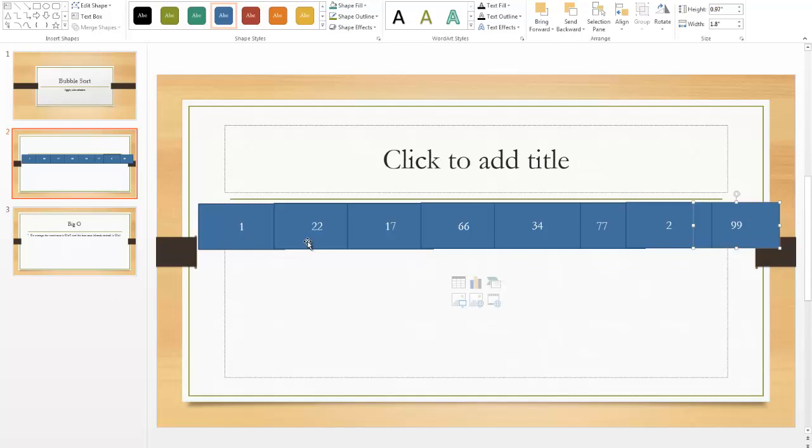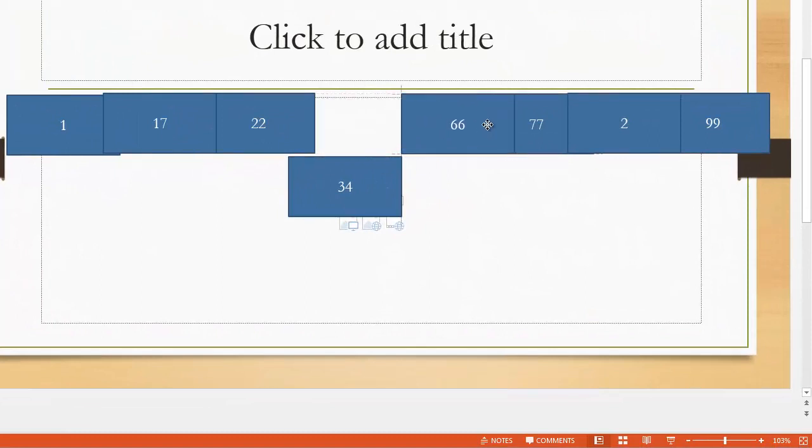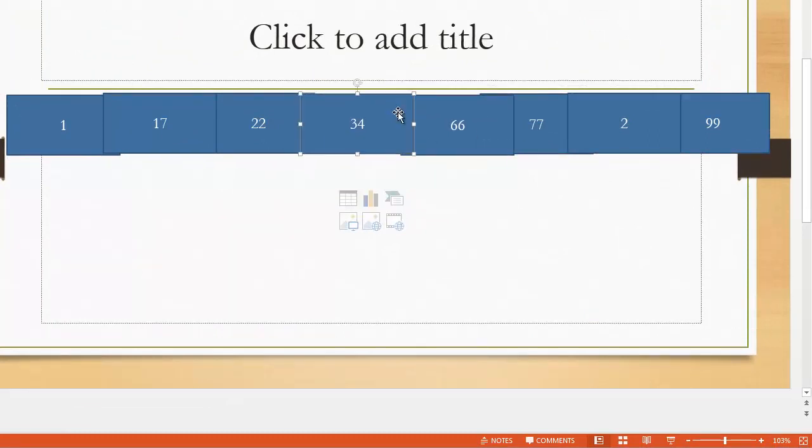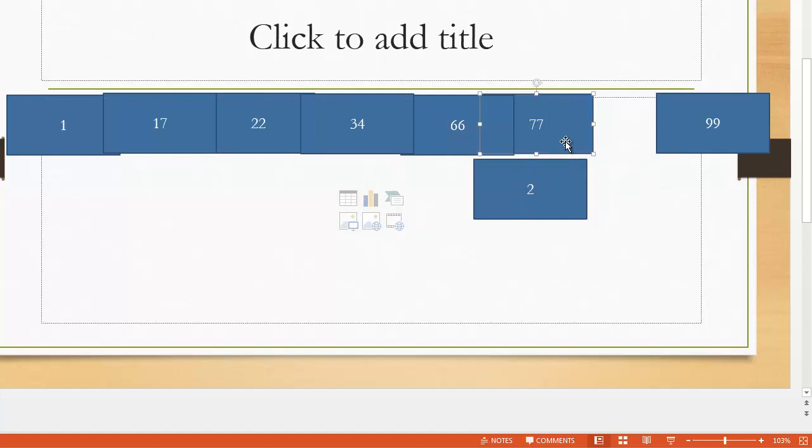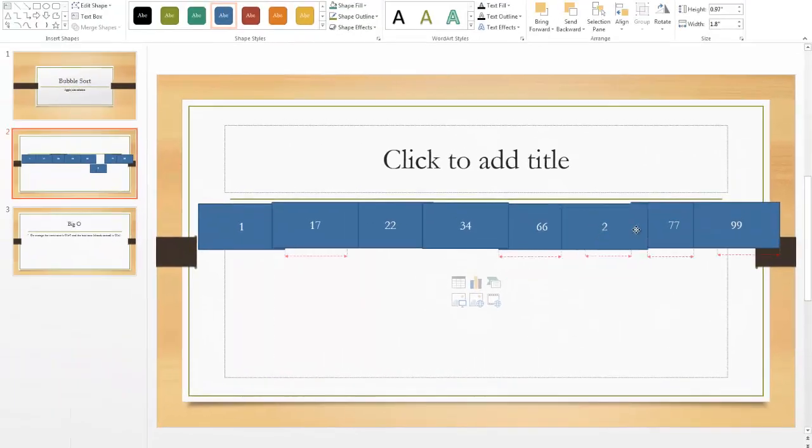So I'm going to compare 1 to 22. 1 is less than 22, so I don't need to do anything there. I compare 22 to 17, and yes, those need to be swapped because 17 is less than 22. I compare 22 to 66, and I see that 22 is less than 66, so I don't swap them. Then I compare 66 to 34, and I do swap them. And again, hopefully you can see the pattern going on here. And then I look at 66 and 77, and they are in order, so I don't do anything. Then I look at 77 and 2, and I see that 2 is indeed less than 77, so I swap those, and now 77 is in the right place.